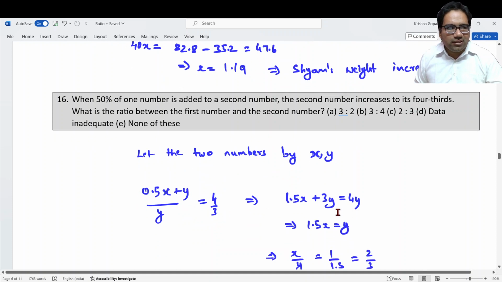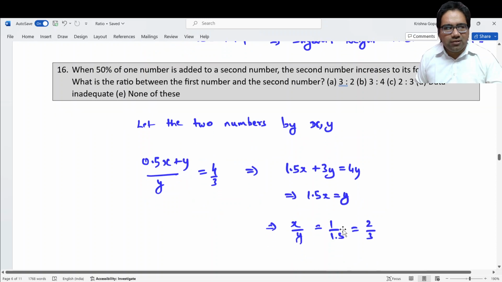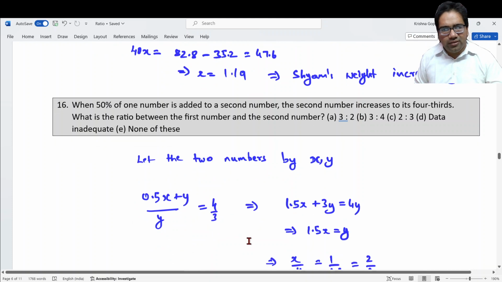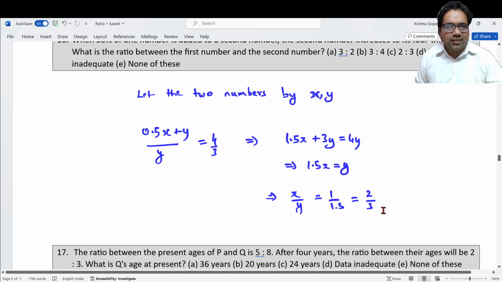We'll just solve this equation. 3 into 0.5, 1.5x plus 3y is equal to 4y. That means y equal to 1.5x. That means x by y equal to 1 by 1.5, which is equal to 2 by 3. The ratio of two numbers is 2 by 3. So this is an easy problem only. Right, we took both the numbers, we assumed, then we just wrote this equation. 50% of first number plus second number by second number is equal to 4 by 3. And we just solved it. We just solved for the ratio.